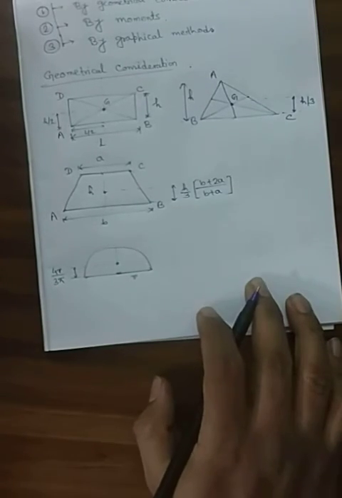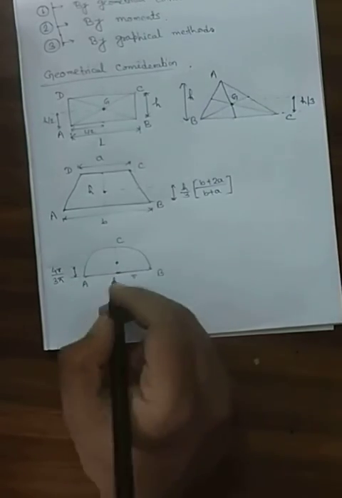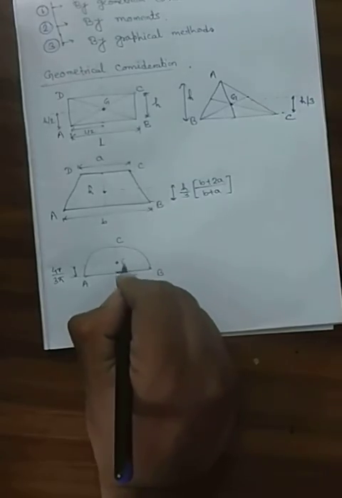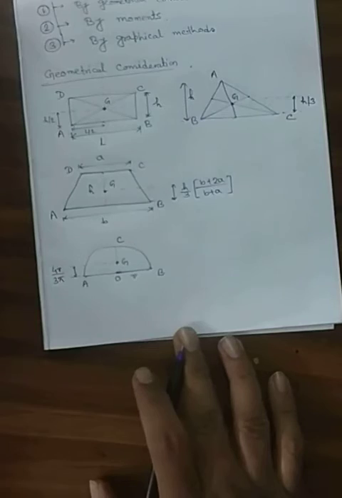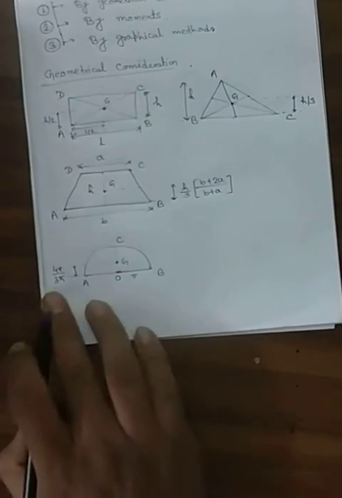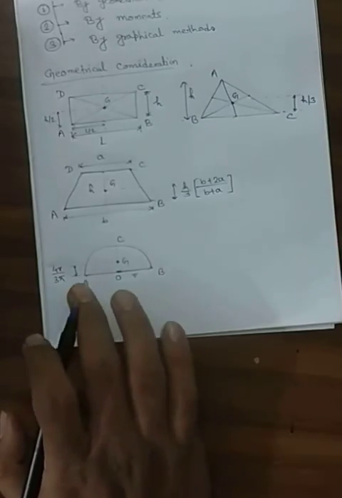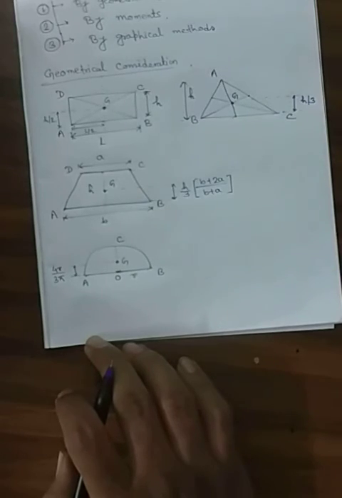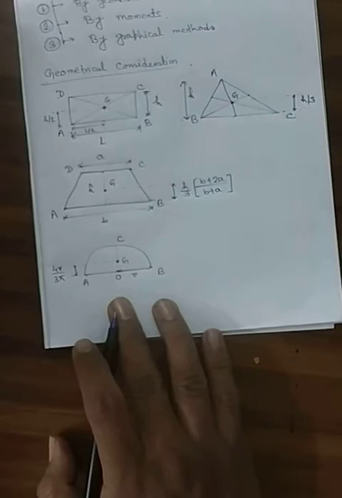This is A, B, C. This is the center of the semicircle, so this is O, and this is G. So the center of gravity of a semicircle is at a distance of 4R by 3 pi from its base, measured along the vertical radius. This is the vertical radius, as I am showing in this figure.